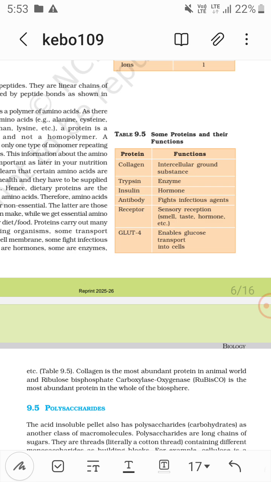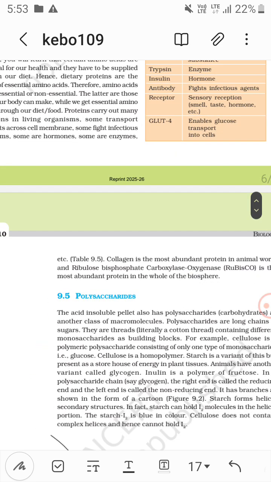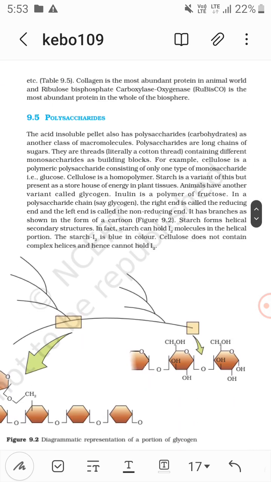So collagen is the intercellular ground substance. Now trypsin is an enzyme, insulin is a hormone, right? Antibodies fight infectious agents, right? Now receptor, there is sensory reception, that is smell, taste, hormone, etc. That enables glucose transport into the cells. So this is it.